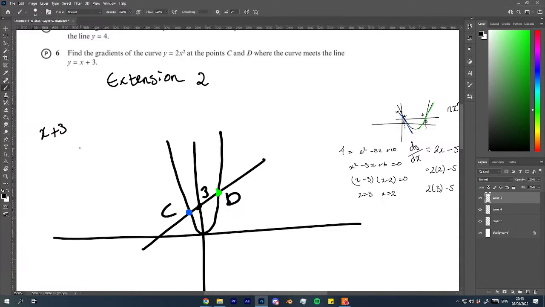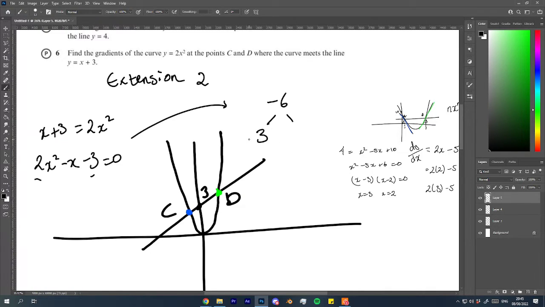x plus 3 equals 2x squared. I'm going to set one side to 0. Next, I'm going to look for a way to factorize. It might not always be factorizable, but let's have a go. 2 times minus 3, that gives us minus 6. Now 2 numbers in minus 6 that add to make minus 1 here. That's going to be minus 3 and positive 2.